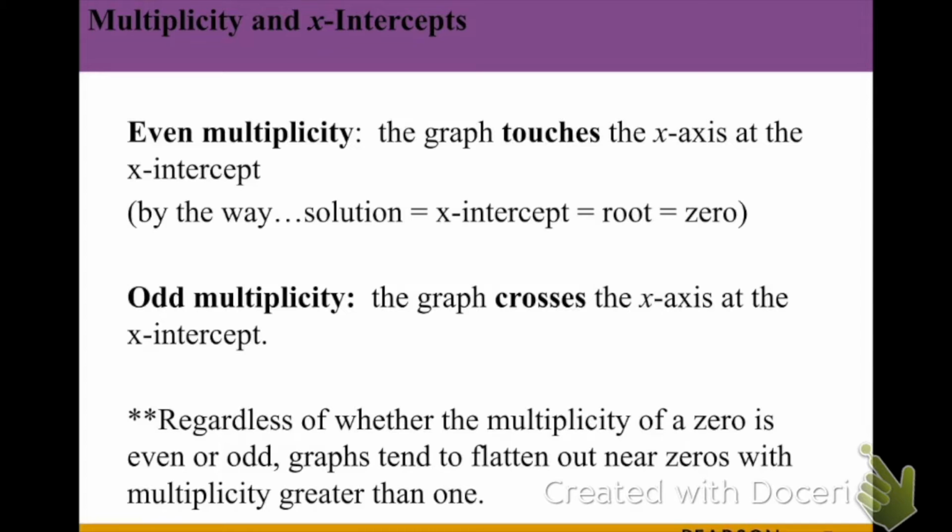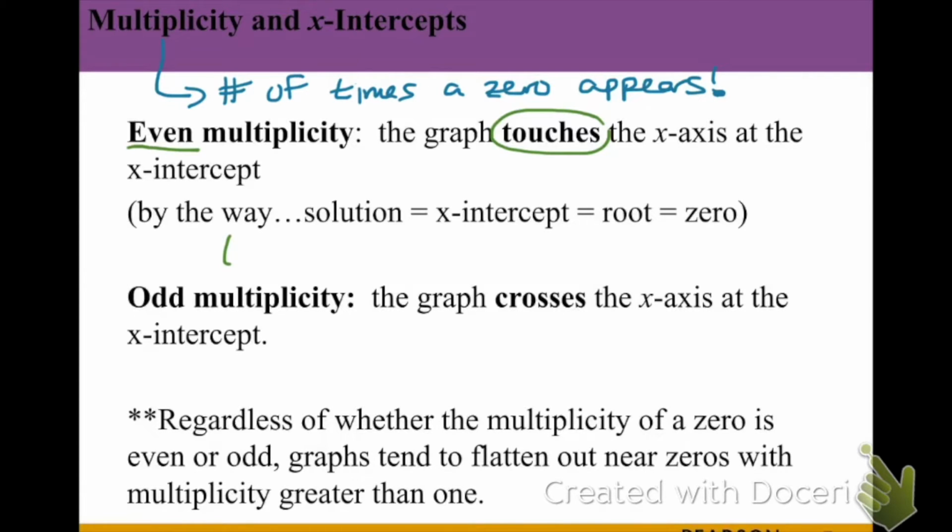Another aspect of graphing polynomial functions that we need to take into account is multiplicity. When we're talking about multiplicity, multiplicity is going to be defined as the number of times a particular zero or factor appears in a polynomial. So in this case, if we think about a zero, that's another way of saying solution, root, or x-intercept.